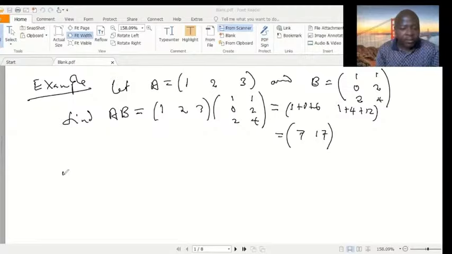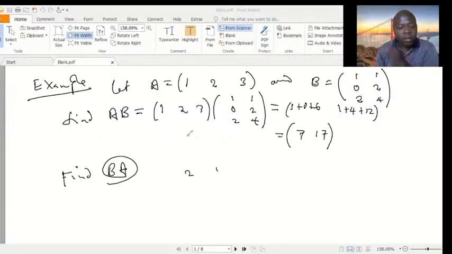What about, are we able to find B times A? So let's count the columns in B: 1, 2. We have 2 columns. And because B is the one on the left, what about the one on the right? How many rows? 1. So that means we cannot multiply this. We cannot find BA because they are not compatible. The columns on the left are not equal to the rows on the right. So it's not possible to do that.